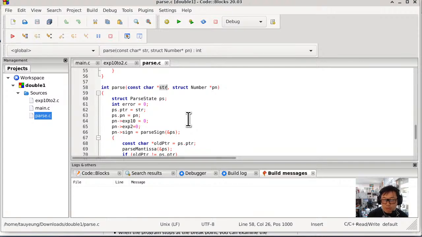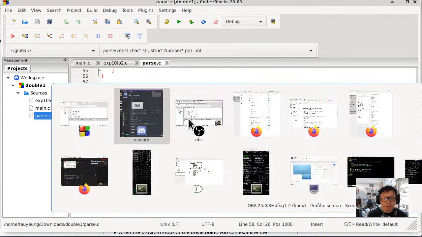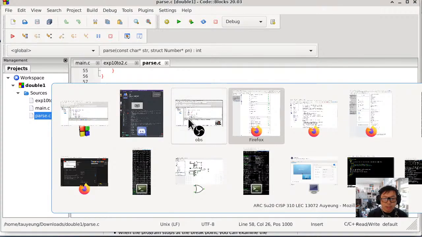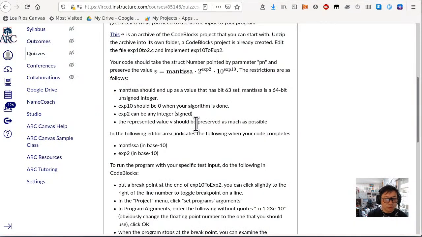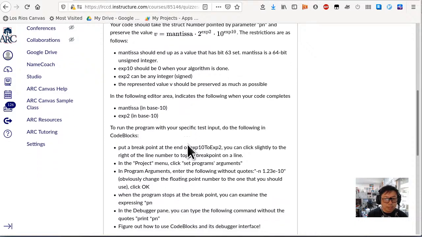Okay, so the parser to parse a base 10 scientific notation into an unsigned mantissa, which is just an unsigned integer, and a signed integer for the exponent of 10. That part is done already. Okay, so you can start with that. That part is already done. And then the part that you have to do is to run the program, and the objective of your program is to get rid of the exponent of 10 by manipulating the mantissa, and also by changing the exponent of 2. And I'll explain all of that in just a little bit.